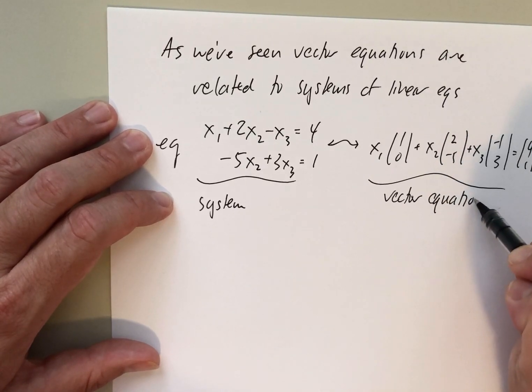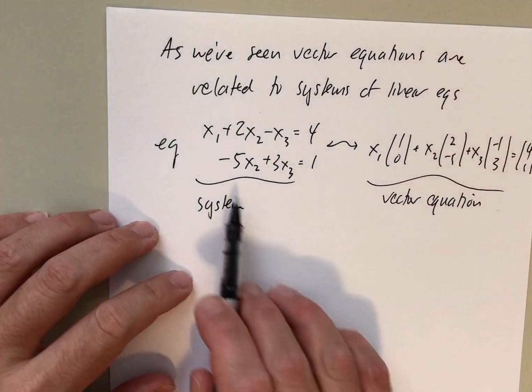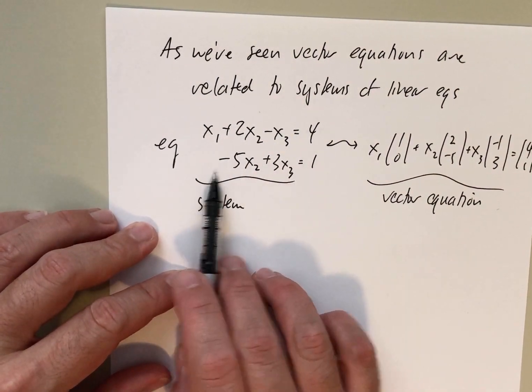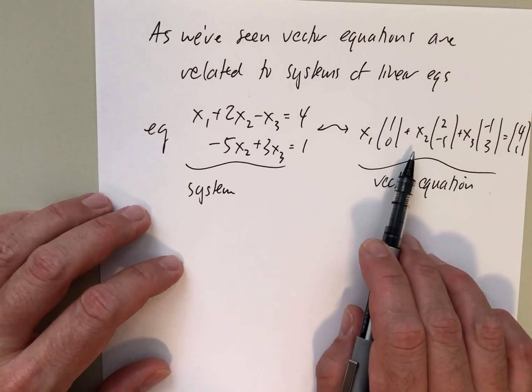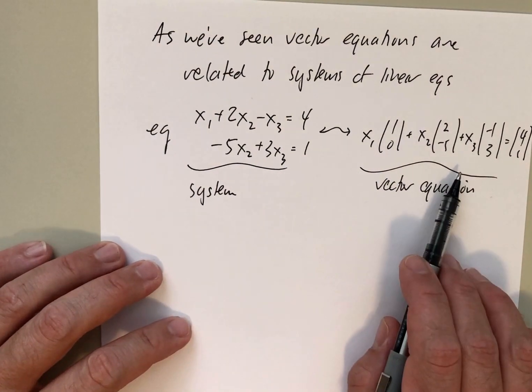And remember, from last time we saw that these two things have the same solution set. Remember, the x1, x2, x3 is the unknown here. Same here, and I want to know which choice of 3 numbers works. It's going to be the same for both.